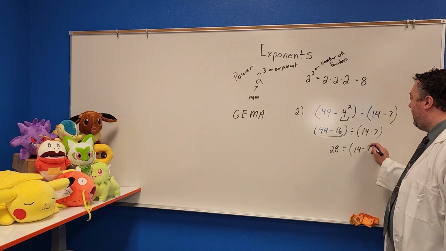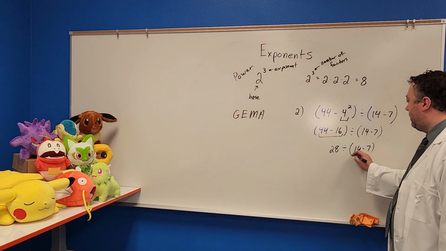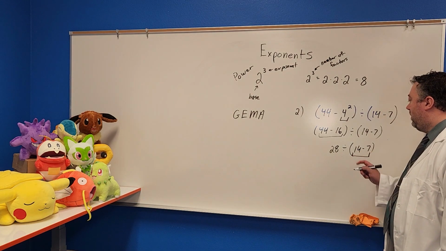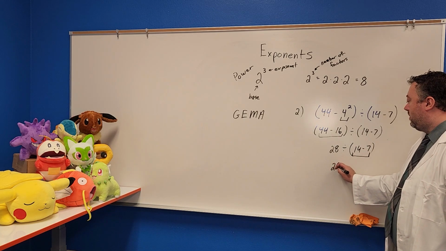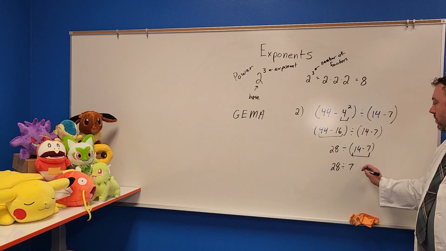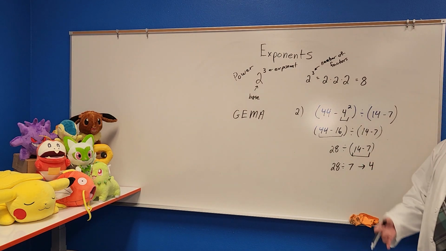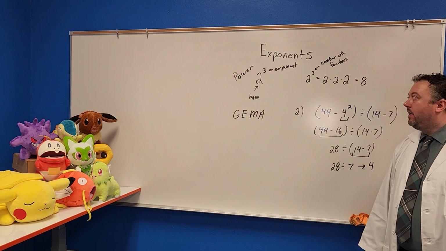Now that I've taken care of the first set of grouping symbols, I can take care of the second set. 14 minus 7 is 7. And now I end up with 28 divided by 7, which makes 4. So hopefully you got a 4 as well.